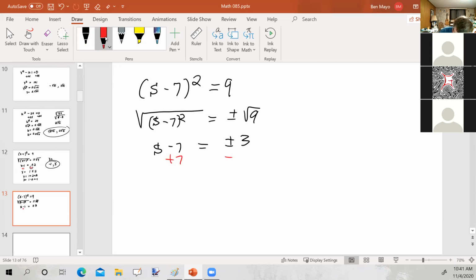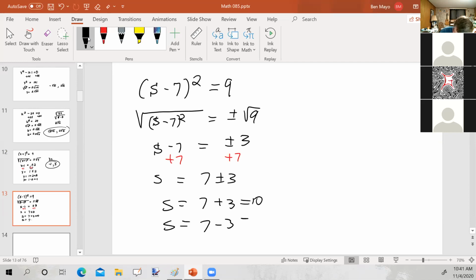I'm going to add 7 to both sides. So s equals 7 plus or minus 3. So s is 7 plus 3, which is 10, and s is 7 minus 3, which is 4. So s equals 10 and 4. Now, it doesn't always do this, but be sure to read the directions carefully on WebAssign, because sometimes it will say to put the smaller solution first. In this case, it would be the 4. It doesn't always say that, but just be careful for little things like that.